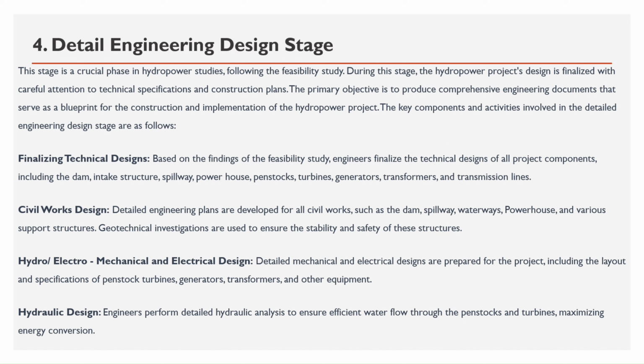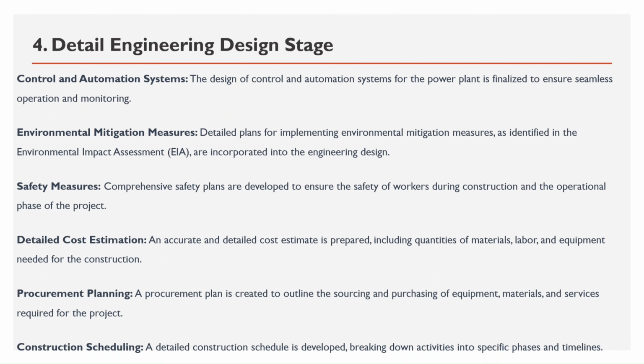Engineers perform detailed hydraulic analysis to ensure efficient water flow through the penstocks and turbines, maximizing energy conversion. Control and automation systems. The design of control and automation systems for the power plant is finalized to ensure seamless operation and monitoring. Environmental mitigation measures. Detailed plans for implementing environmental mitigation measures, as identified in the environmental impact assessment, are incorporated into the engineering design.